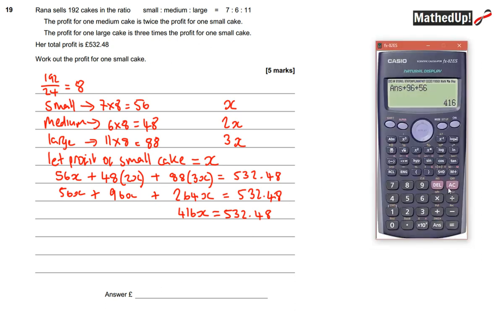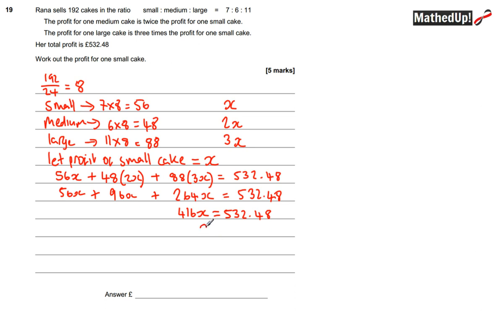So I'm going to do 532.48 divided by 416. And that tells me that x is going to be 1.28. Okay, so if we refer back to the question now, we want to work out the profit for one small cake. We let the profit of a small cake equal x, so this here must now be the profit for one small cake. It must be £1.28. So over here I've got the pound sign there, so we're going to have £1.28.